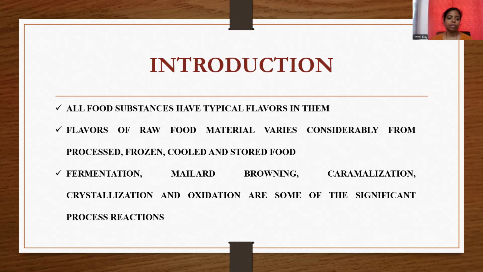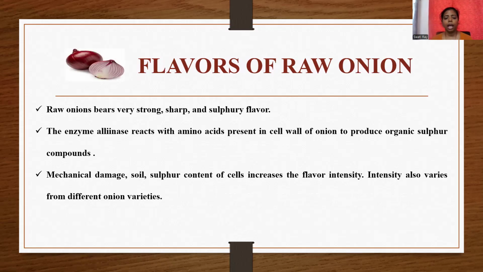Now, various types of reactions can come during all these processes, like fermentation, Maillard browning, caramelization, crystallization, oxidation, or any other heat processes, which can bring about some significant reaction that will change the flavor of the food completely. Now, let us come to our main topic and discuss the flavors of the raw onion.